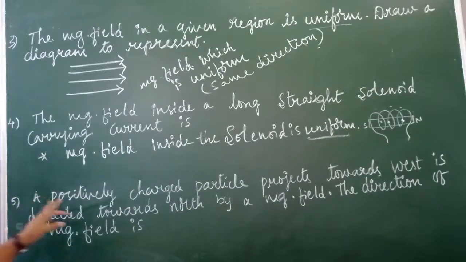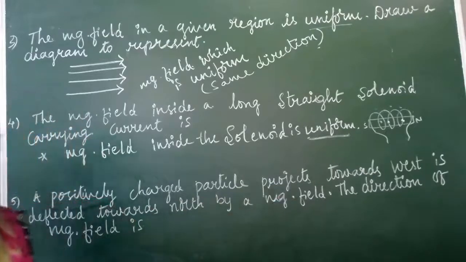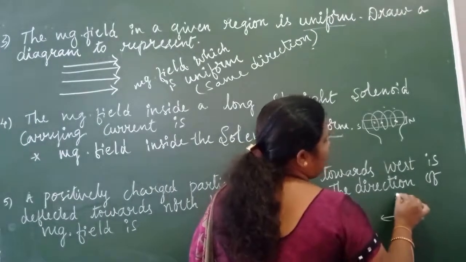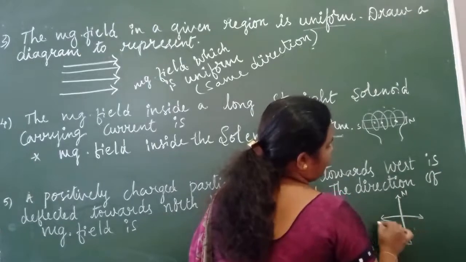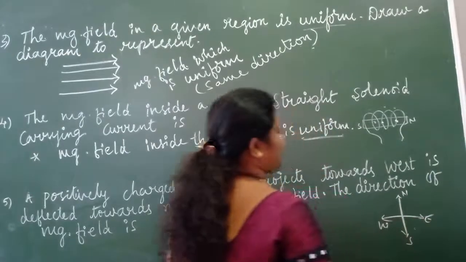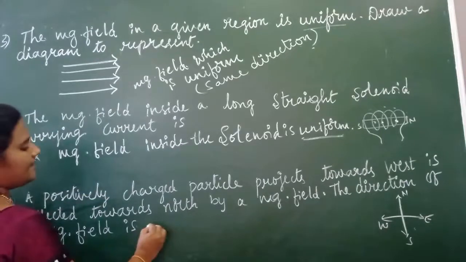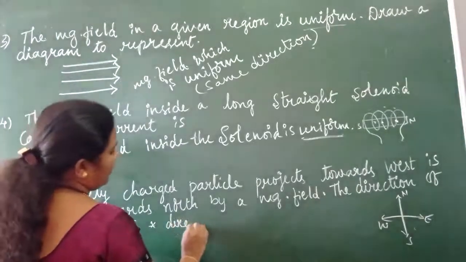A positively charged particle projected towards west is deflected towards north by a magnetic field. The direction of the magnetic field is which we need to find out, children. So look now, imagine this is north direction, and this is south, and this is west, and this is east. Here the direction of the current they have given, that is alpha particle movement they have given towards west. So we can write here now, that is what?